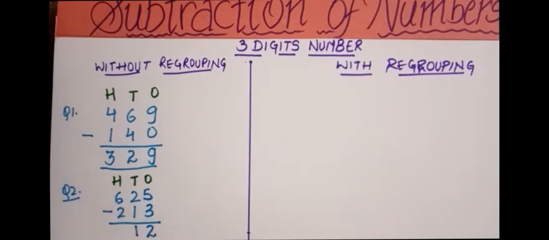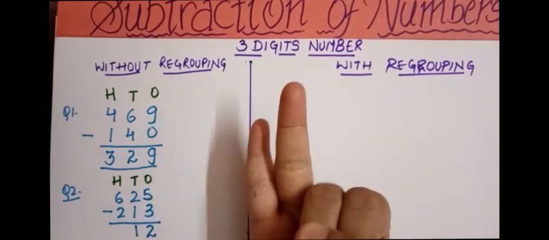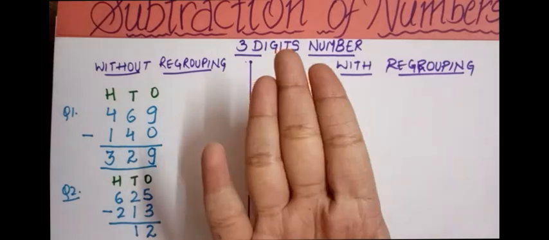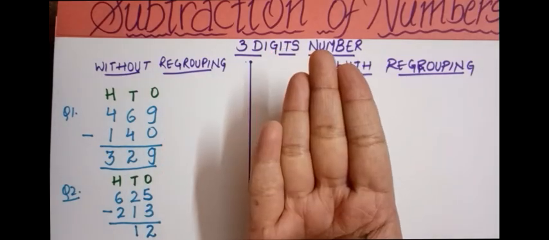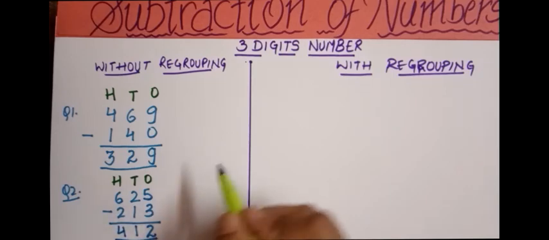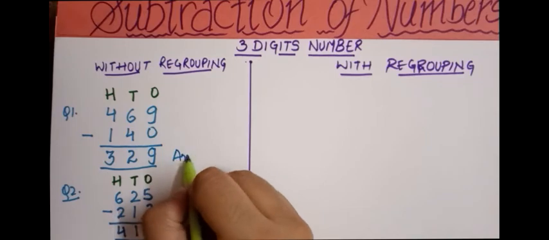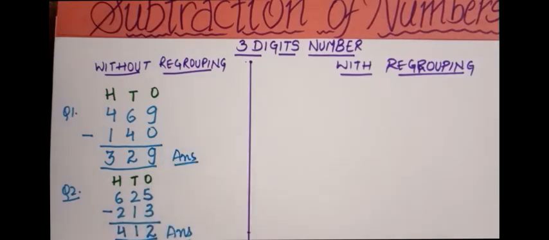So we'll again count forward from 2. After 2 it will come 3, 4, 5, 6. So 4 fingers are there. So I'll be writing 4 here. So it means the difference of these two numbers is 412. So this is the difference. This is the answer, for the first one and the second one.